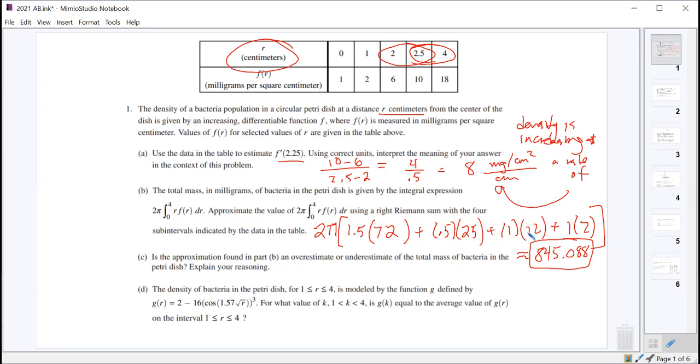You could leave it in pi if you want, but it doesn't really matter. Normally, on the scoring guidelines, they have the full answer written out when it's a calculator problem, but they'd accept either one. Everybody good with part B?